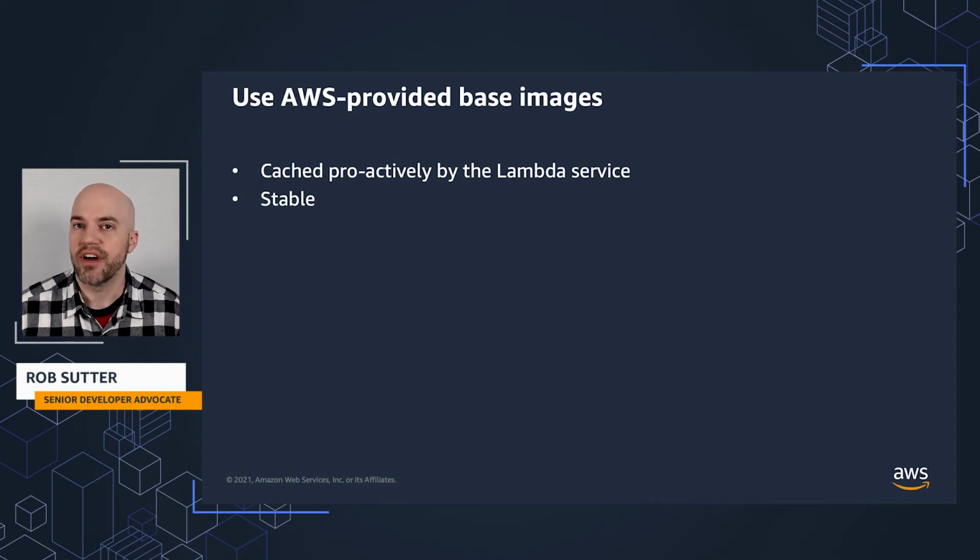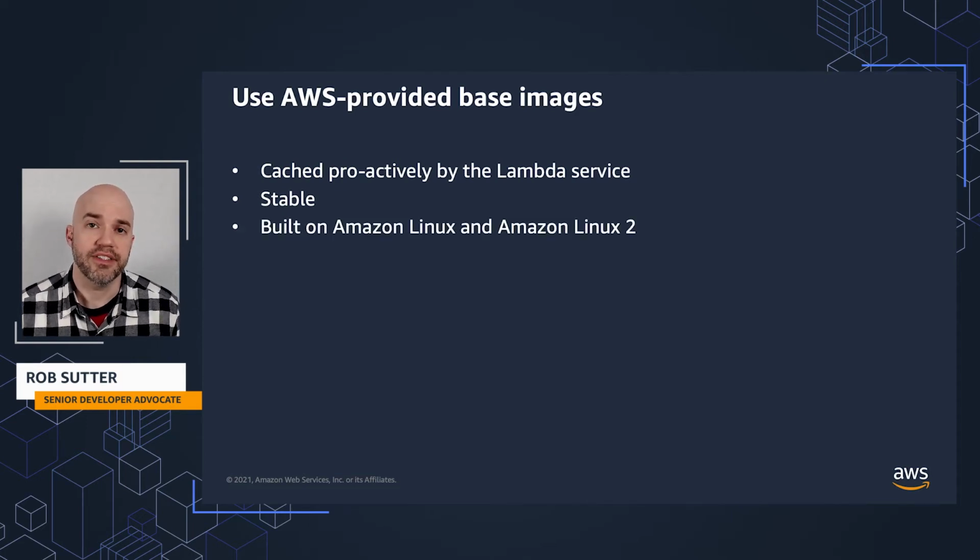The AWS-provided base images are also stable. This means as the bottom layer of your image, they're not frequently changing. And as you'll see later, anytime you change a layer in your image, you must change every layer that comes after it as well. The AWS-provided base images are also built on top of Amazon Linux and Amazon Linux 2, which means that tools, utilities, libraries, and SDKs that your function may expect are already installed, saving you from an install step later.